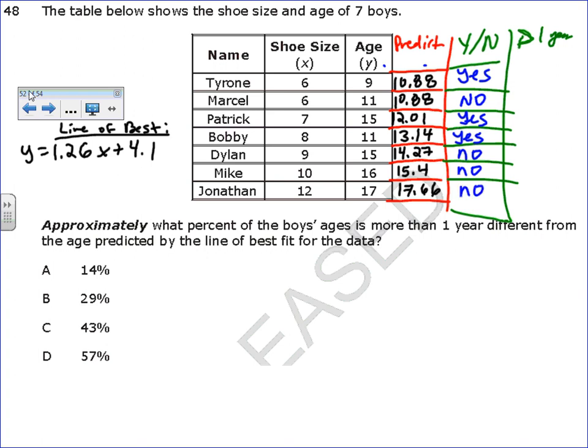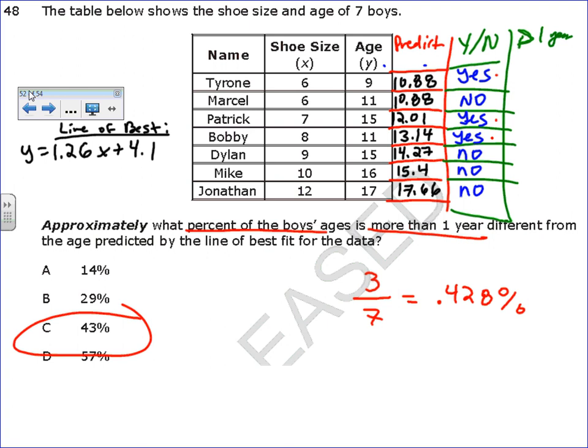Then it says, what % of the boys, so out of my 7 boys, was 1 more different? 1, 2, 3. So 3 out of 7, which is 0.428, which is 43%. Again, that had a lot of steps to it.